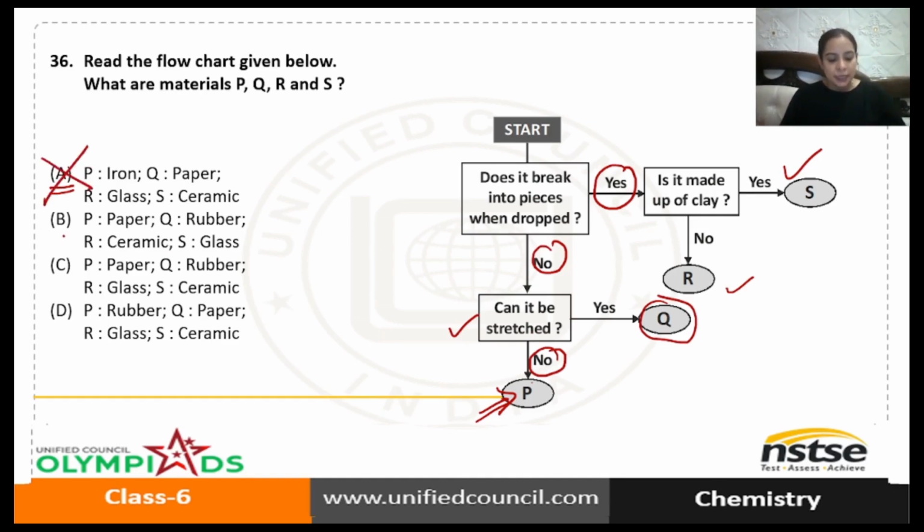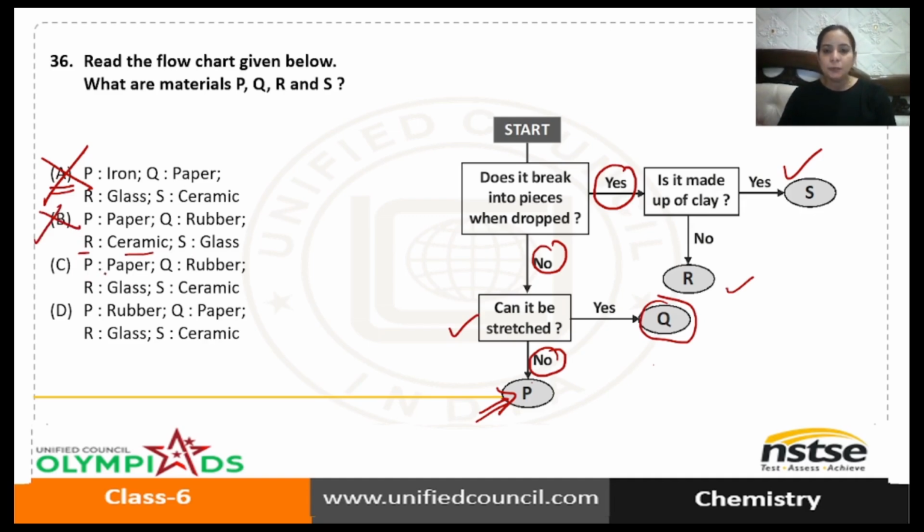Option B says that P is paper. Does it break into pieces when dropped? Okay, perfect. Can it be stretched? No. Okay, let's move on to Q, rubber. Does it break into pieces? No. Can it be stretched? Yes, it can be stretched. So Q can be rubber. Moving on to R, ceramic. Does it break into pieces? Yes. Is it made up of clay? It is not made up of clay. Again, wrong. So that means B is incorrect.